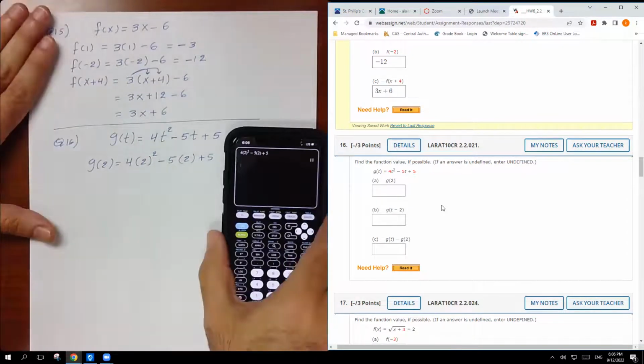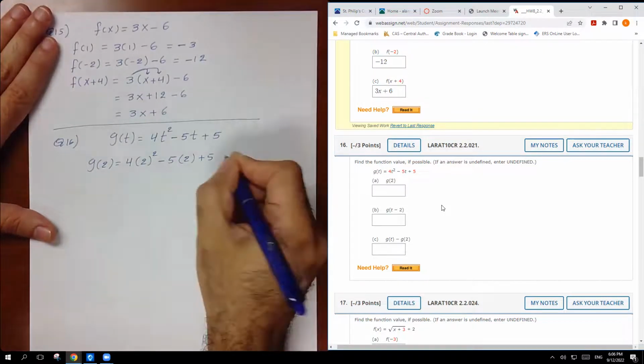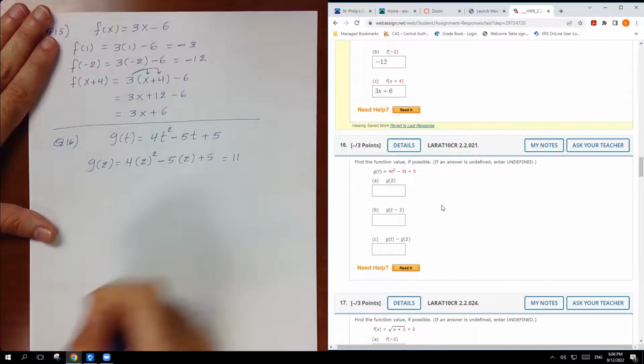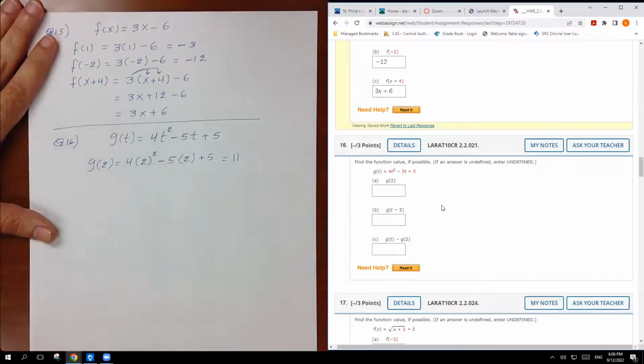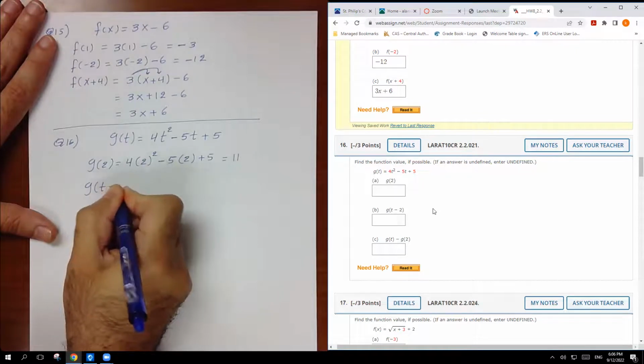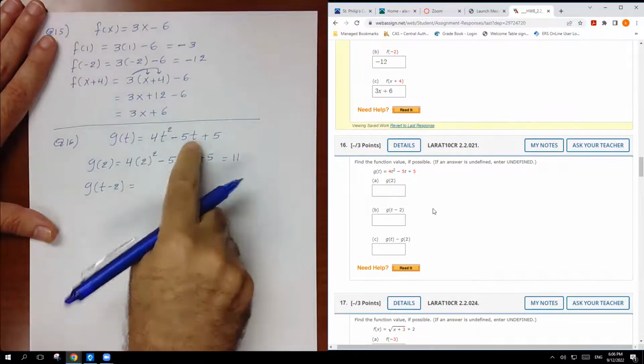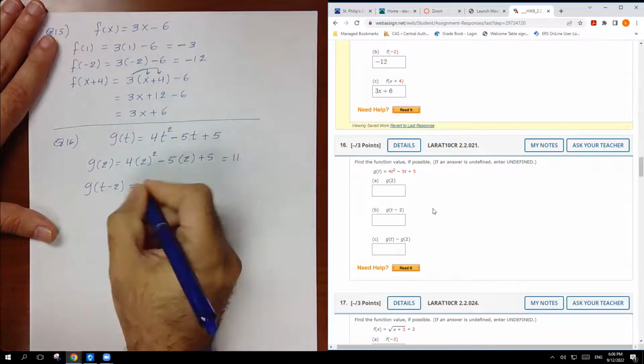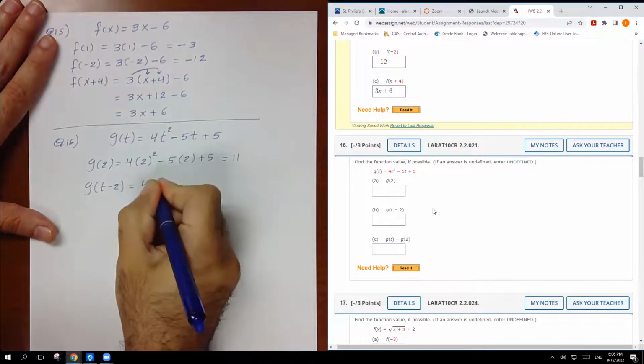Enter, so the result is going to be 11. So I'm going to write down this is equal to 11. Now we're going to find the next one, g of t minus 2. That means instead of each t, I'm going to put t minus 2. So this one is going to be 4.